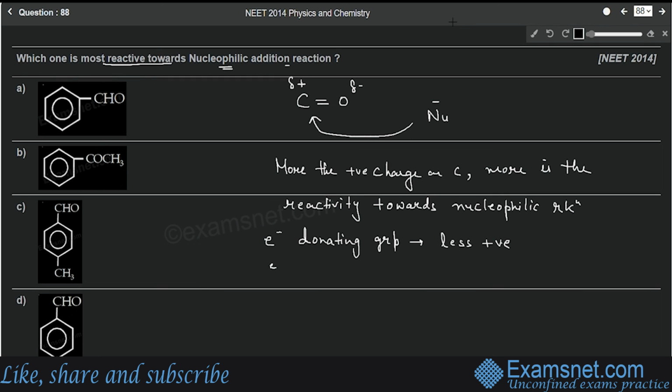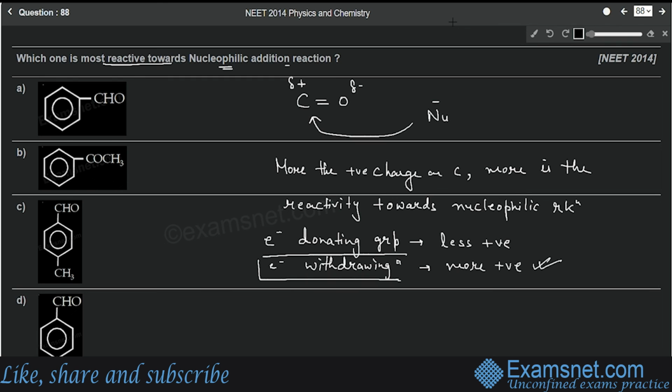Whereas if an electron withdrawing group is present, then it will take away the negative charge. That means it will make the carbon more positive, right? More positive. That means which condition is favorable for nucleophilic reaction? This one, electron withdrawing group. Presence of electron withdrawing group is favorable for the nucleophilic reaction. Okay, so in the first option you can see we don't have any group, neither electron donating group nor electron withdrawing group, so it will have no effect.